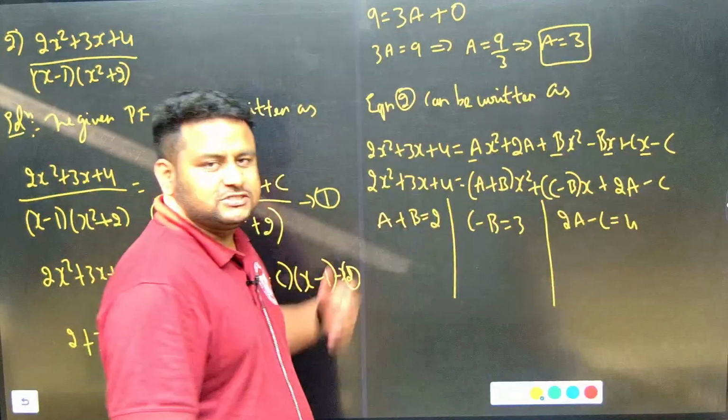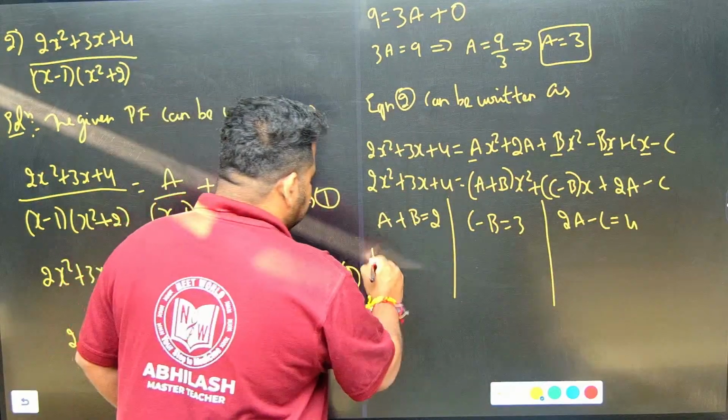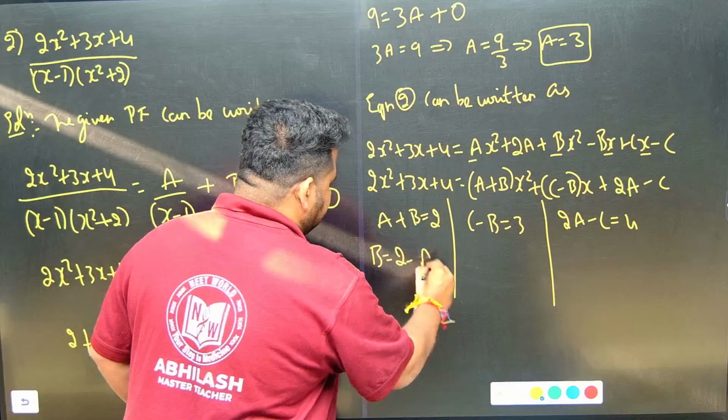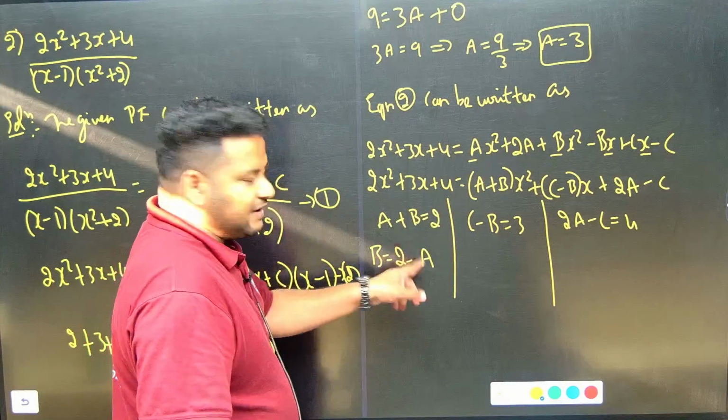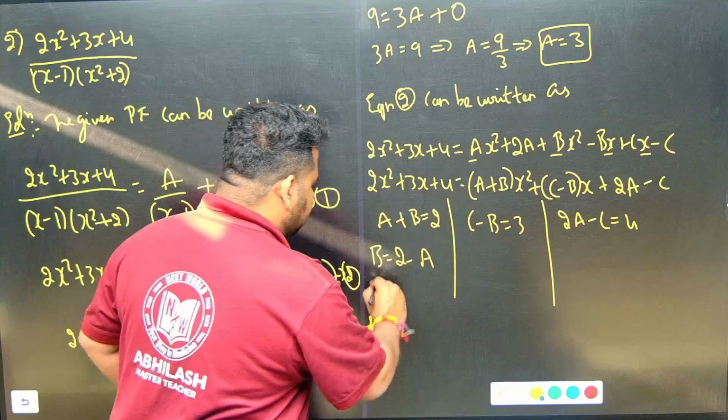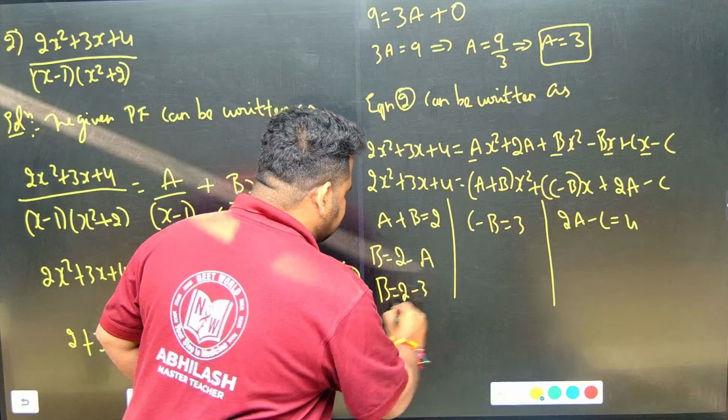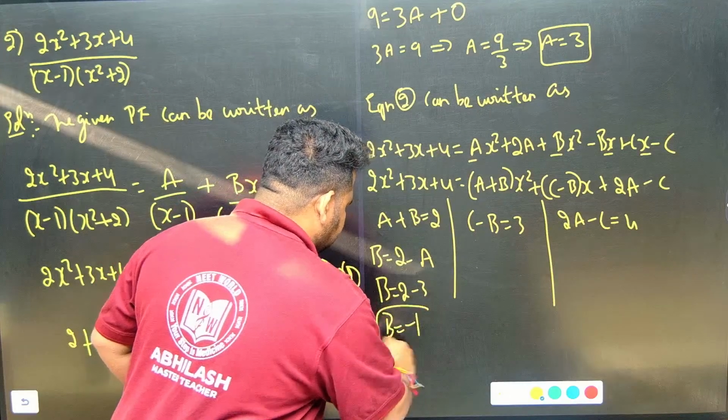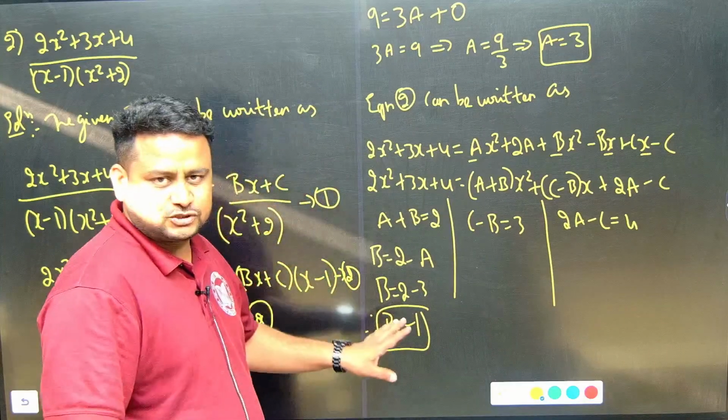Now a plus b is equal to 2, but b value is 2 minus a. Why am I writing like this? Because a value I already got as 3. So b will be equal to 2 minus 3, that is, b is equal to minus 1.